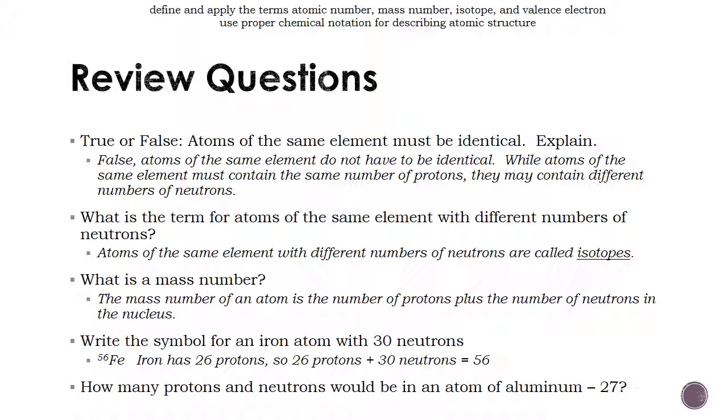And finally, last question, how many protons and neutrons would be in an atom of aluminum 27? Looking at the periodic table, you will see that the atomic number of aluminum is 13, so it would have 13 protons. And then in order to get to a mass number of 27, we would need 14 neutrons because 27 minus 13 would give us 14. So 13 protons and 14 neutrons.